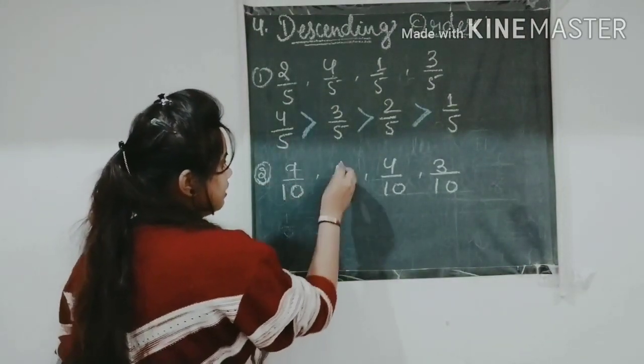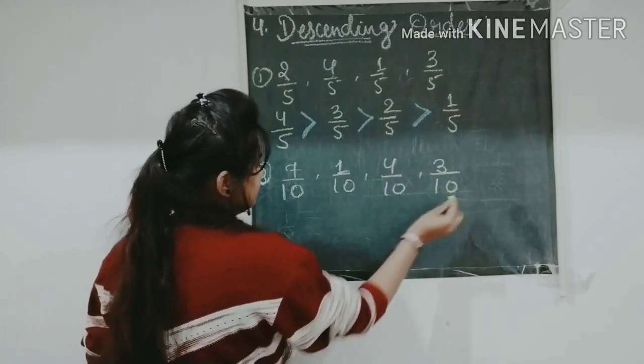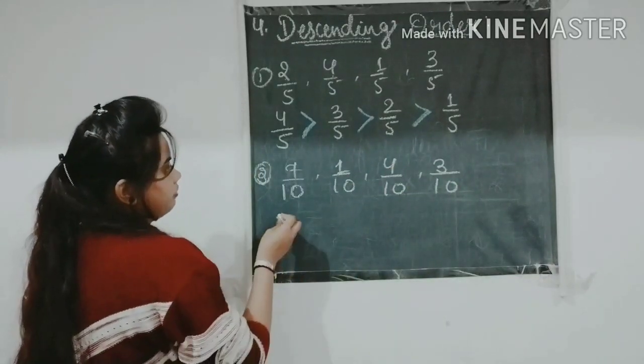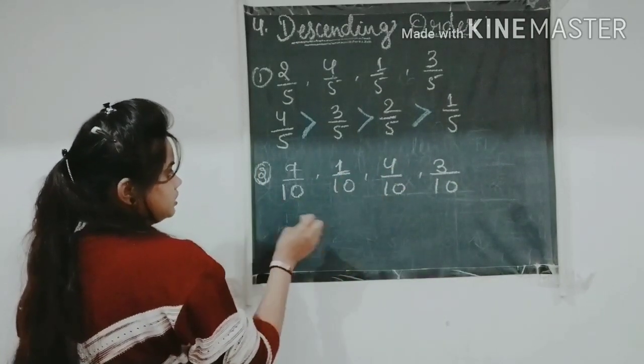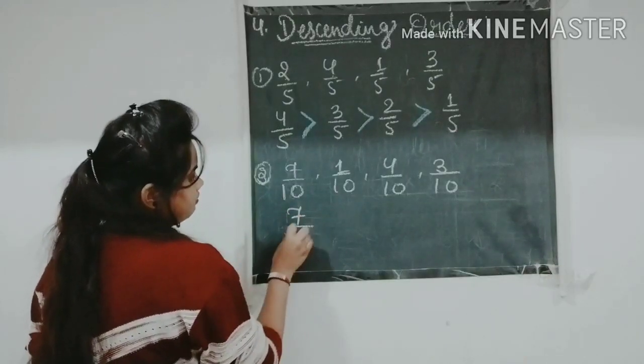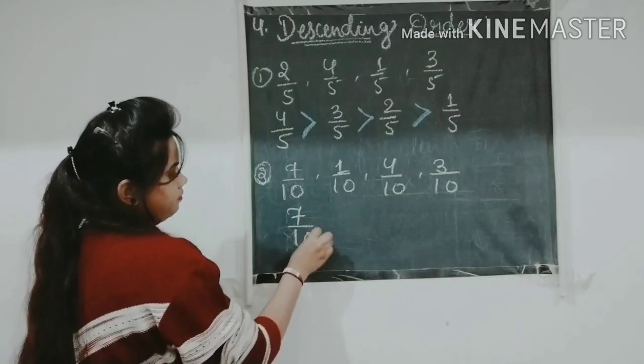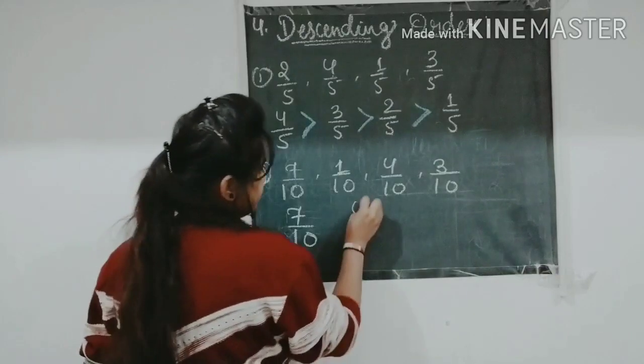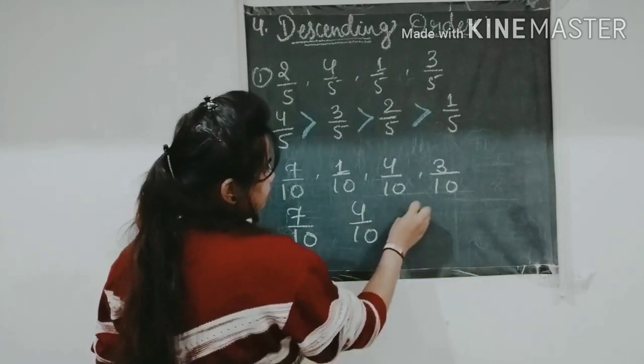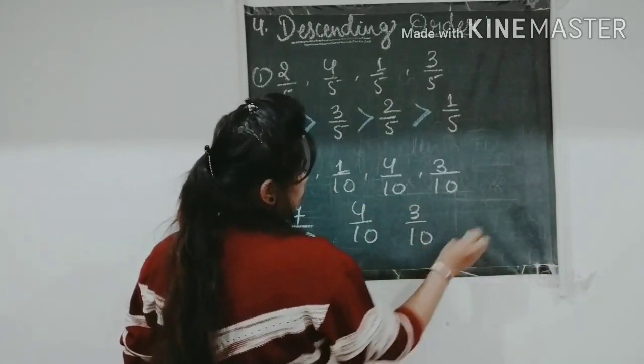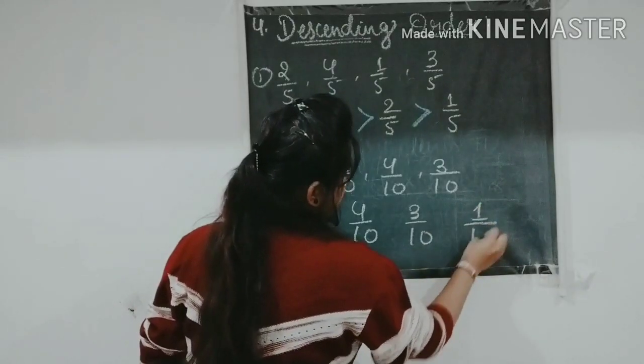7 by 10, 1 by 10, 4 by 10 and 3 by 10. So first thing you have to write the greatest fraction. Which is the greatest fraction here? 7 by 10. Next will be 4 by 10, then 3 by 10 and then 1 by 10.